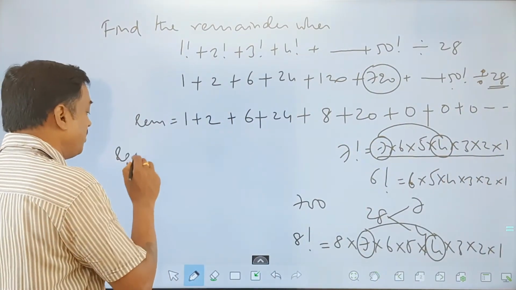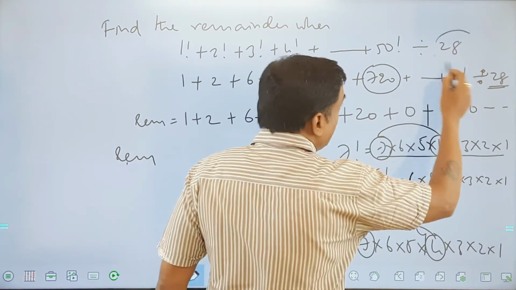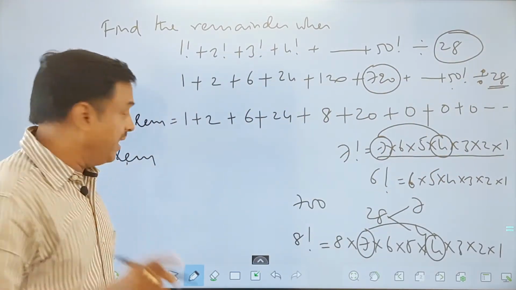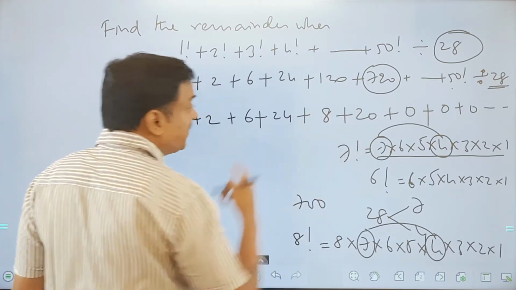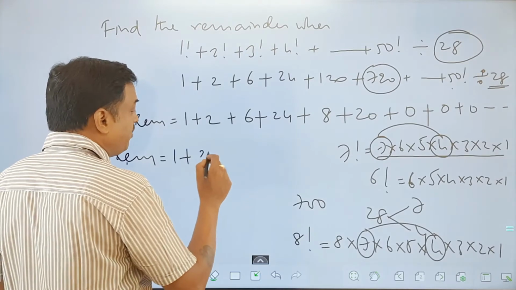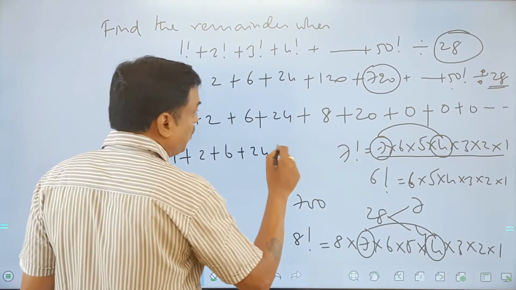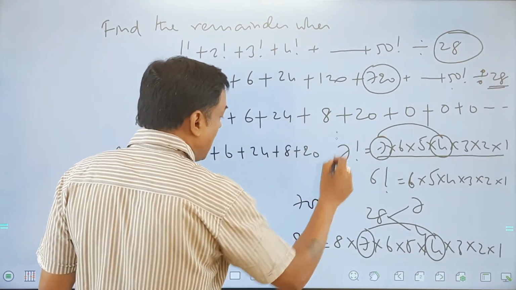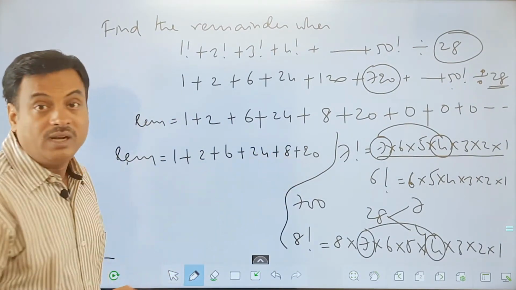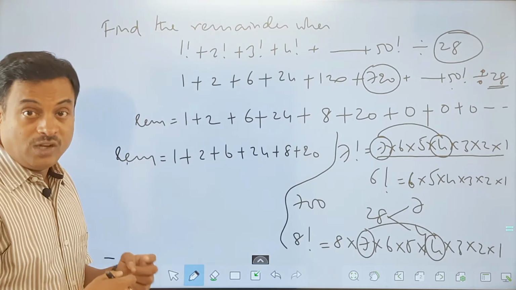Now here I should remember that my remainder has to be less than 28. 0 to 27 is my possible remainder. But if you look at this sum, it is definitely going to be more than 28 for sure. So what are the numbers I have? 1 plus 2 plus 6 plus 24 plus 8 plus 20 are the numbers I have. Am I right? So I should divide this total by 28.